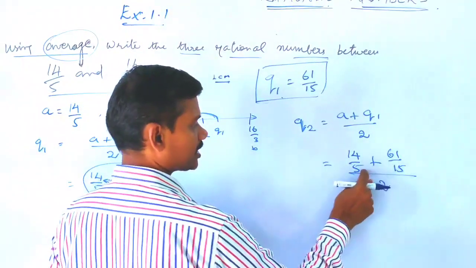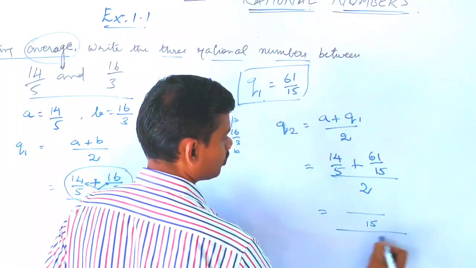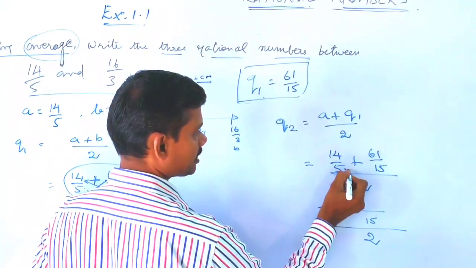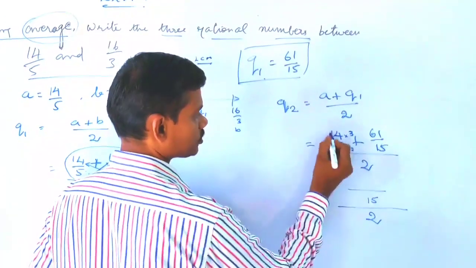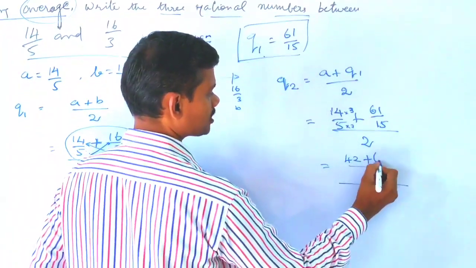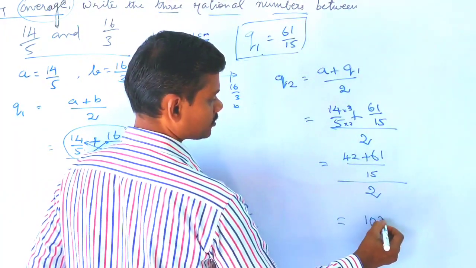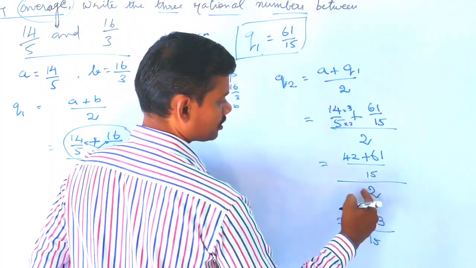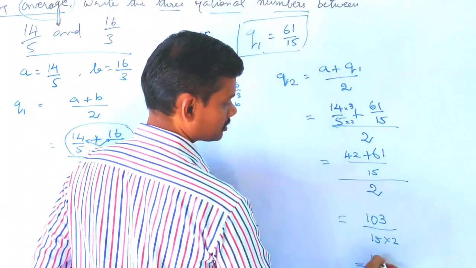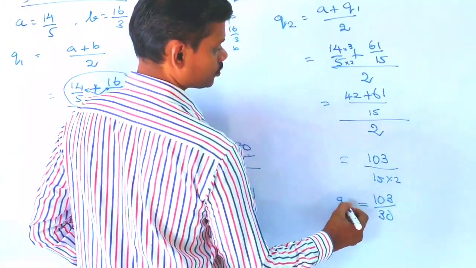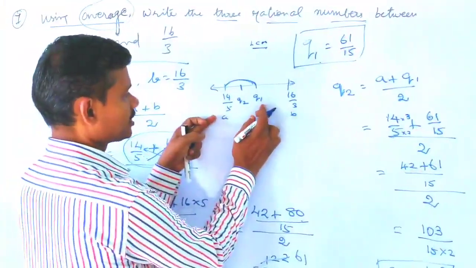If you add the numerators, the denominators should be the same. Here the LCM is 15, whole divided by 2. So for 15, here you have to multiply by 3. Both the numerator and denominator should be multiplied by 3. So 14 into 3 gives 42 plus 61 gives 103 by 15, whole divided by 2. That 2 comes in the denominator. 103 by 30. So this is Q2. That is the second rational number which lies between A and Q1.